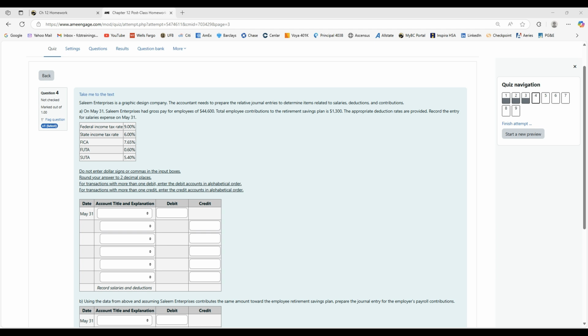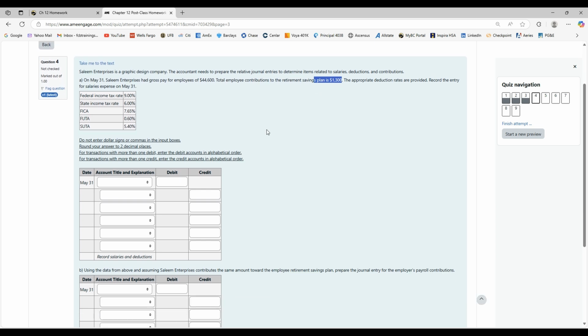And then we've got federal income tax, state income tax, FICA, FUTA, and SUTA. So a reminder, this is employee only. These FUTA and SUTA are employer only, and then the employer and the employee both pay the FICA taxes. And then we have the retirement savings plans, which is just taken out of the employee's pay.